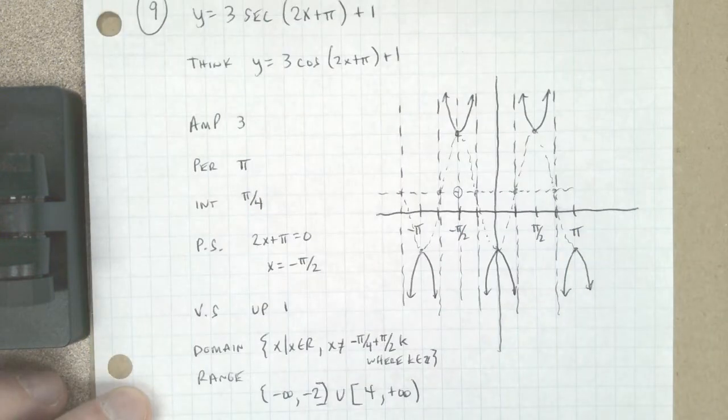Okay, let's go ahead and take a look at number 9. Number 9 is y equals 3 secant of 2x plus pi, plus 1. And this one, again, you want to think cosine, so 3 cosine of 2x plus pi, plus 1. The amplitude is going to be 3. The period is going to be pi, so 2 pi over b. The interval then is going to be pi fourths.